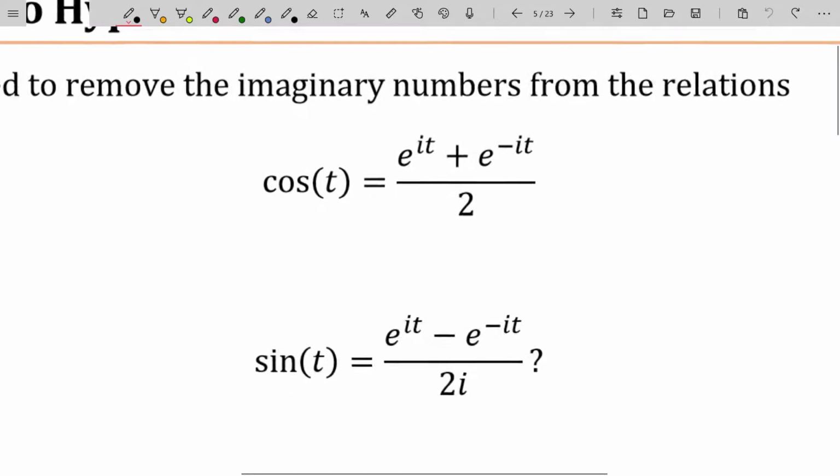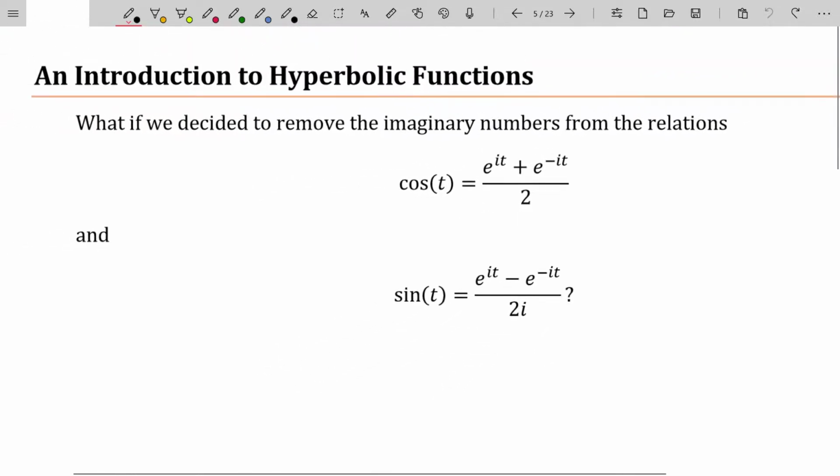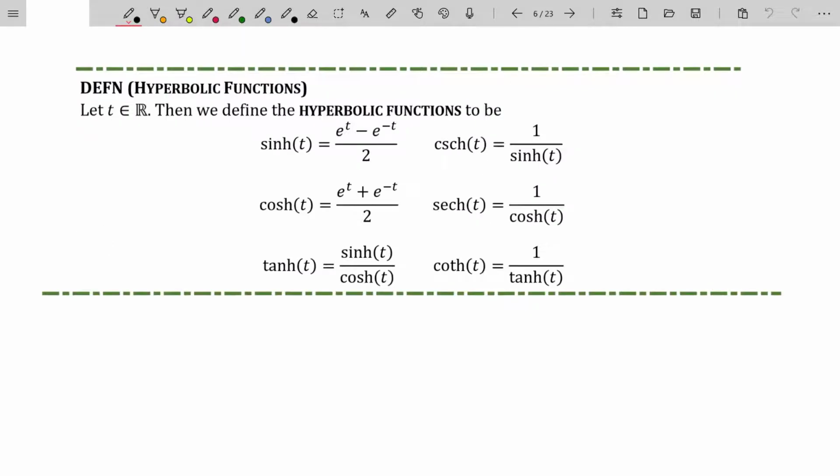What would happen? Well, they definitely would not be the cosine of t and the sine of t anymore. And in fact, we would define a whole new series of functions based upon this slight yet significant change. And here we are at the hyperbolic functions. If we let t be a real number, then we define the hyperbolic functions to be the following.